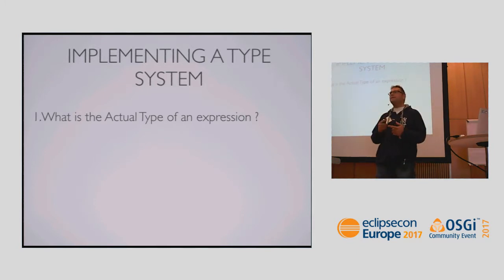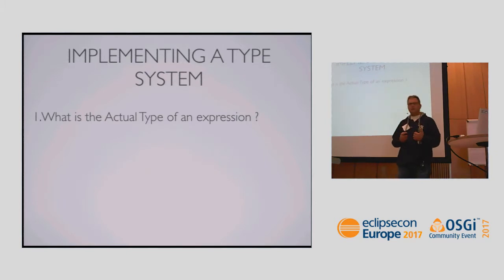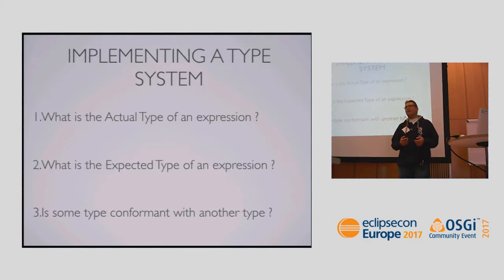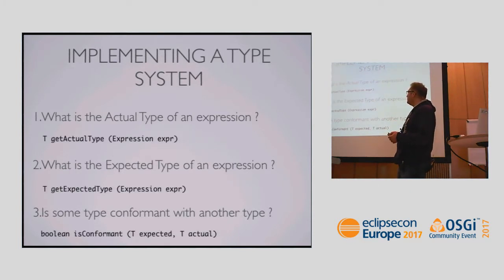First, what is the type of an expression? What is the actual type of an expression? Second, what is the expected type of that expression? And the third question is, are they compatible? And this is actually what you need to implement in a type system. To express this in pseudocode, it could look like this. You have one method that gets an expression and says, okay, what's the actual type of that?